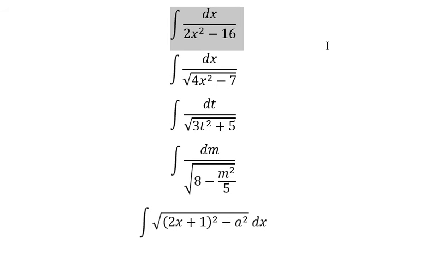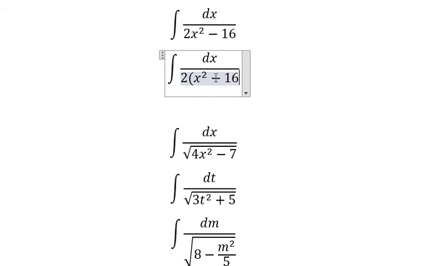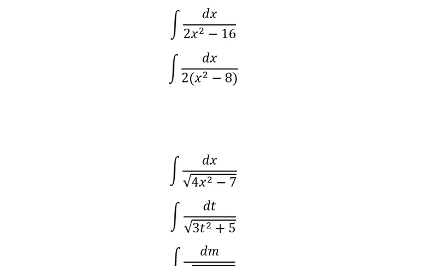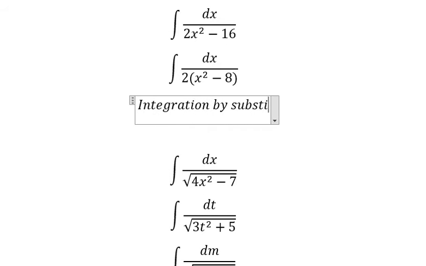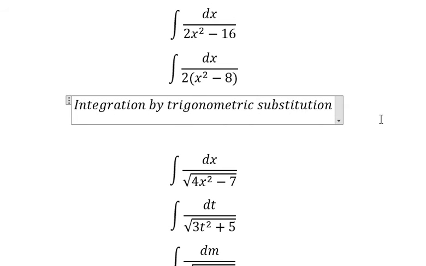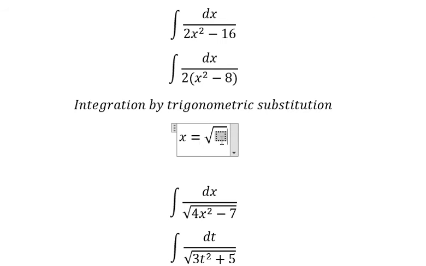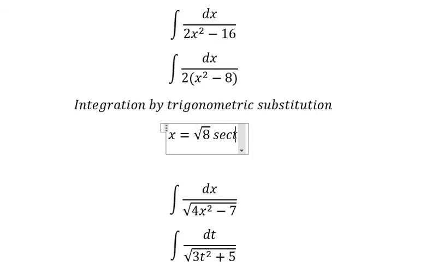About number 1, we can do factorization of number 2. And this one you get 8. Next, we need to use integration by substitution, so that means trigonometric substitution. So I will put s equals the square root of number a secant of t.